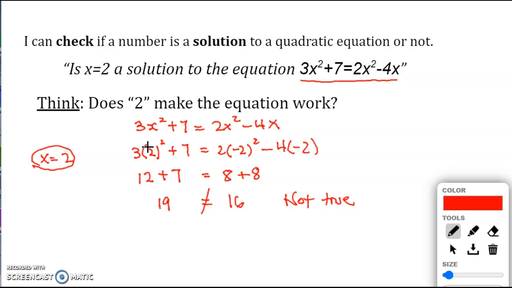Okay, now if you do get a statement that is true, like if the right hand side was also 19, 19 is equal to 19, that's true, right? That means that whatever the value that you substituted for, that is a solution to the equation. So that's how you know.